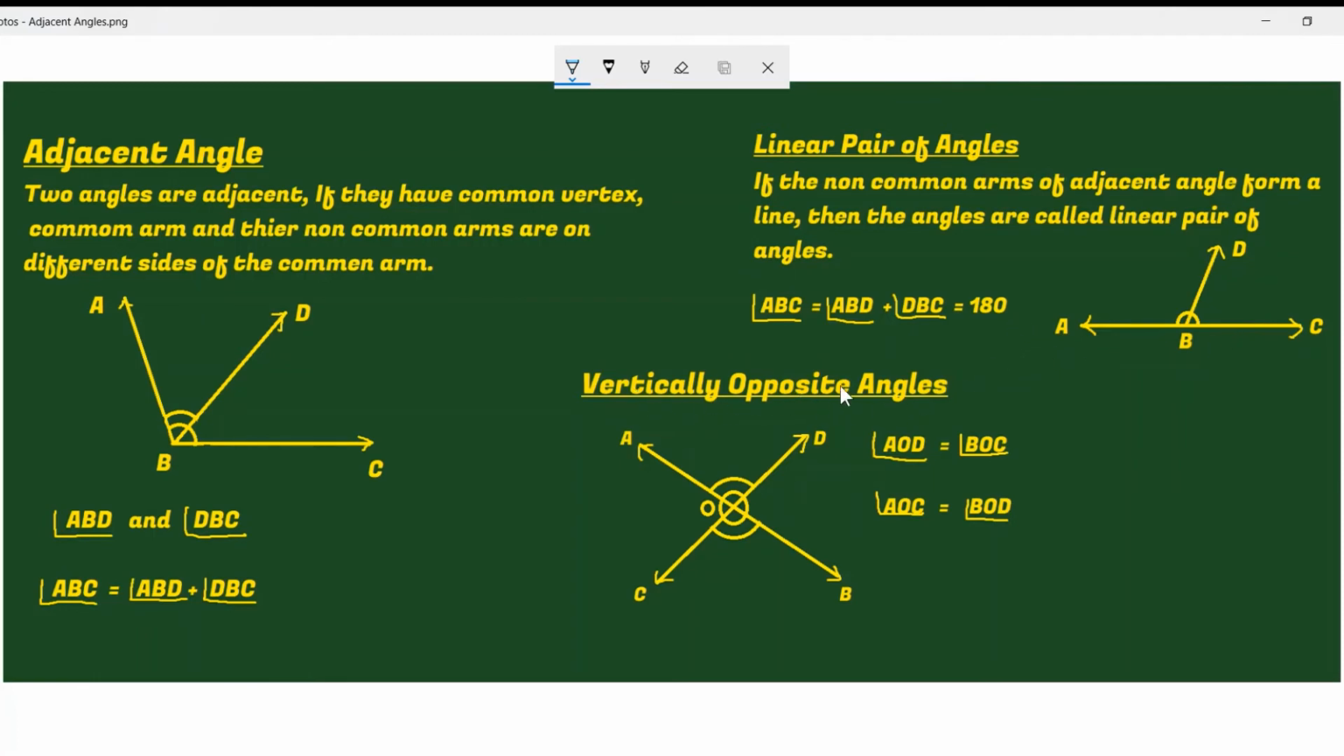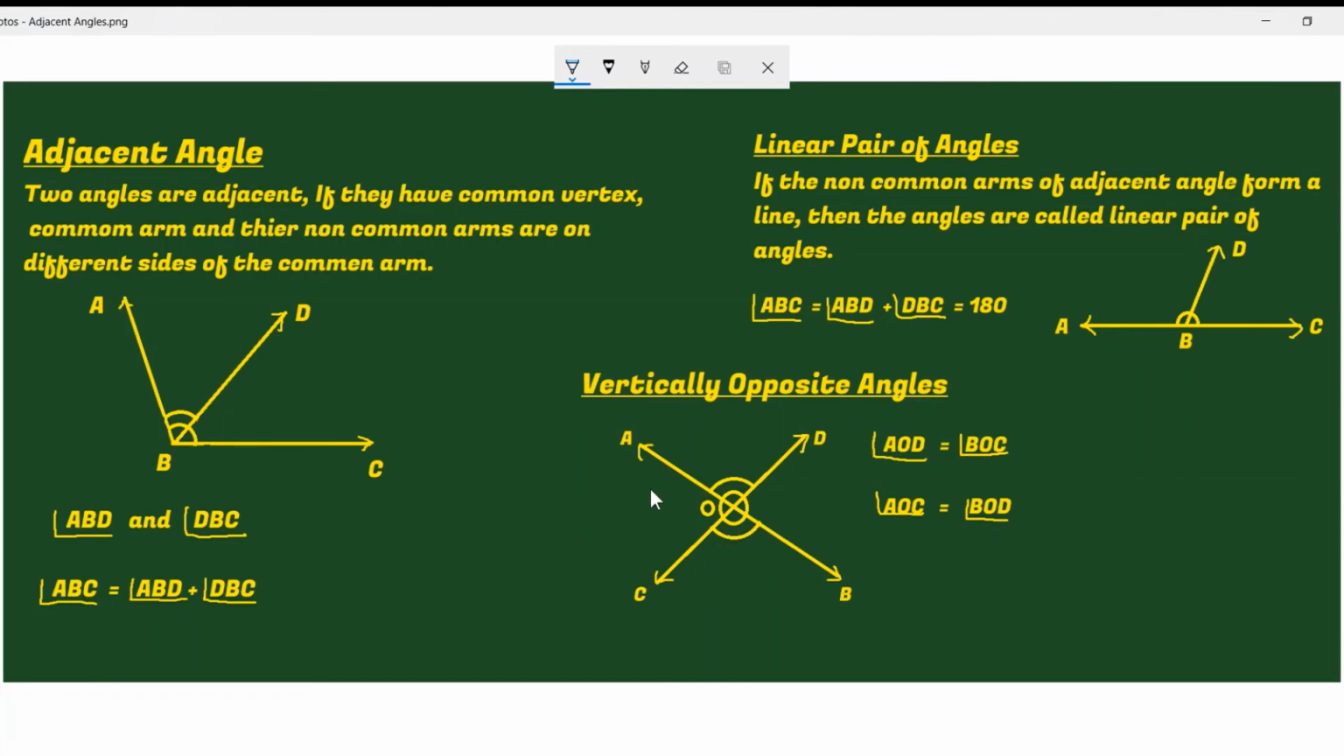Next is vertically opposite angles. Here I have taken two lines AB and CD. Both the lines intersect each other at O. If two lines intersect each other, then four angles will be formed where they intersect. So here these two lines intersect each other at point O. The angles formed by these two lines are AOC and DOB, and AOD and COB.